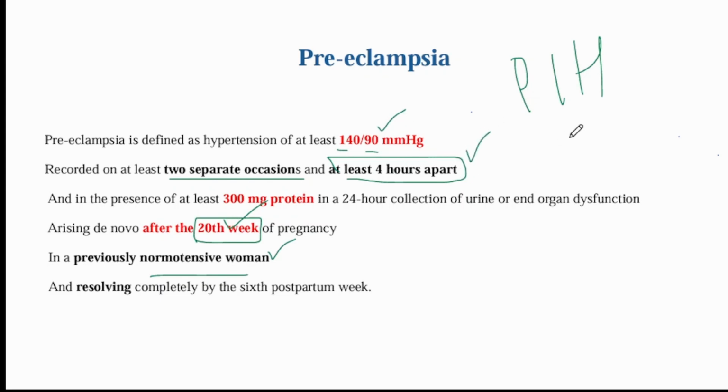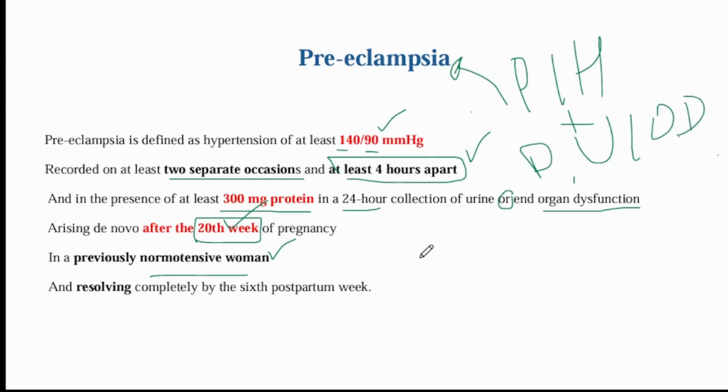And on top of that pregnancy induced hypertension, if the patient is also having proteinuria of 300 mg in 24 hours or more than that, or end organ dysfunction, and we will learn about different symptoms of end organ dysfunction later. So if she has pregnancy induced hypertension plus proteinuria, then that is preeclampsia. Okay, so preeclampsia is when there is pregnancy induced hypertension plus proteinuria or organ dysfunction. It usually resolves after 6 weeks postpartum, but we don't wait till 6 weeks postpartum to diagnose preeclampsia. We diagnose it with these criteria.